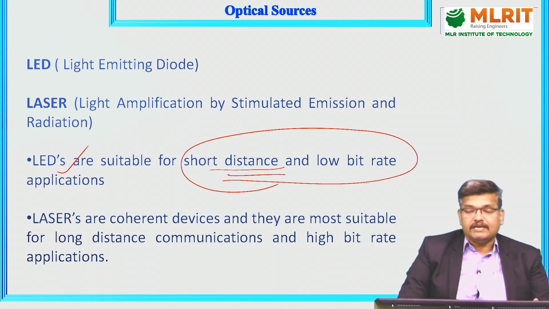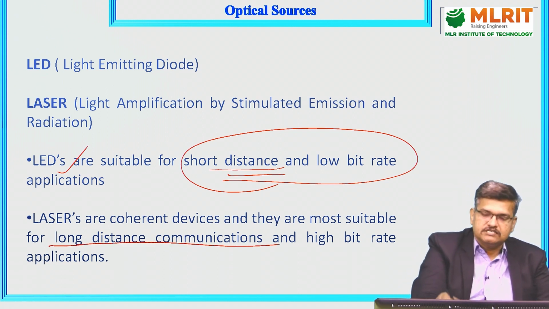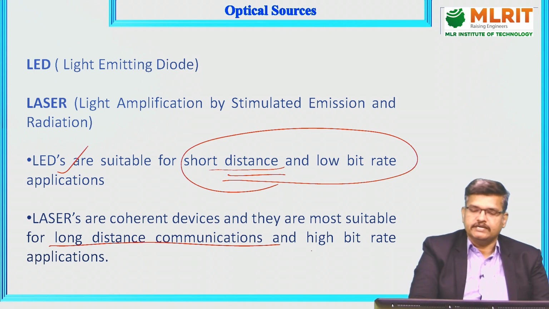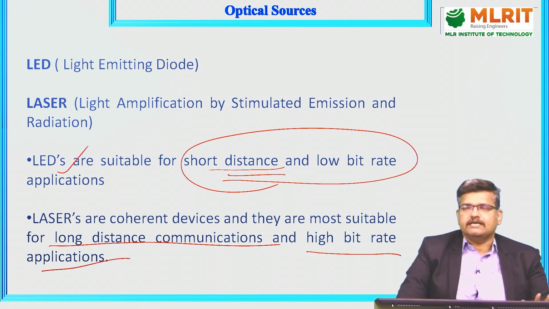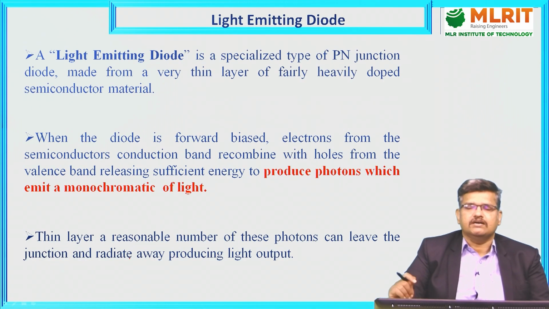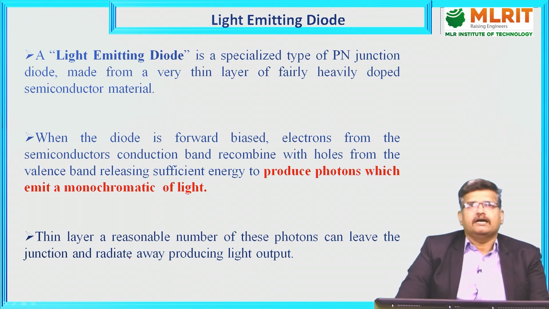Coming to the laser, or the coherent device, it is suitable only for long distance communications. Also, it has high bitrate applications. So, LED and laser are the two sources. For short distance, use LED; for longer distance, you can use laser. Fine. Now, let us come to the light emitting diode.